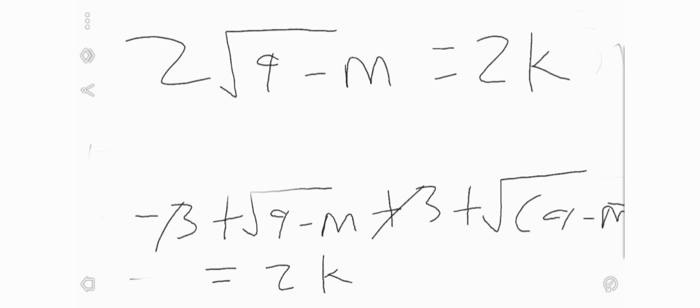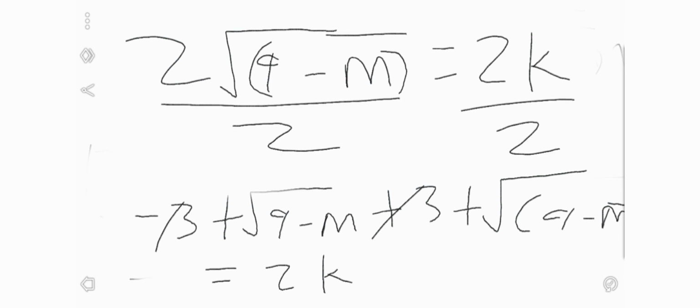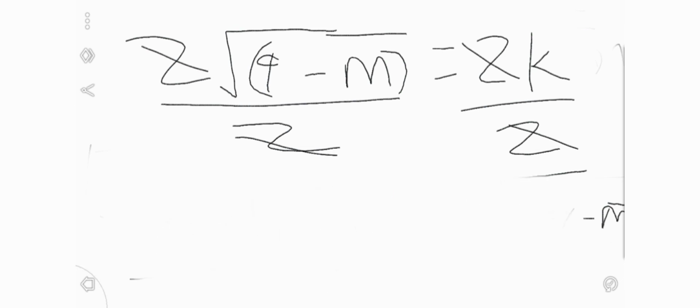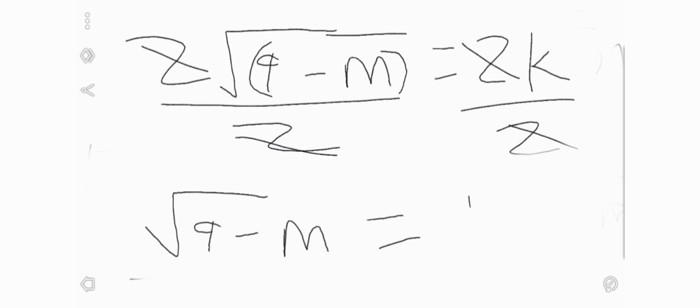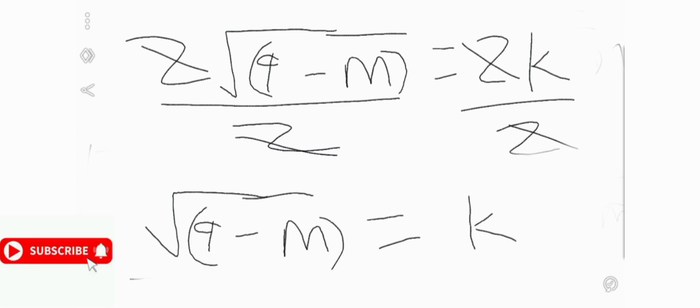2k. Now we can divide 2 by both sides. 2 cancels 2 here, 2 cancels 2 here, so we are left with the root of 9 minus m equals to k. Remember in school, for us to remove this root here, we will multiply it. This root means half. Remember that? Half. You get that? This root here means 9 minus m, bracketed, raised to power 1 over 2.